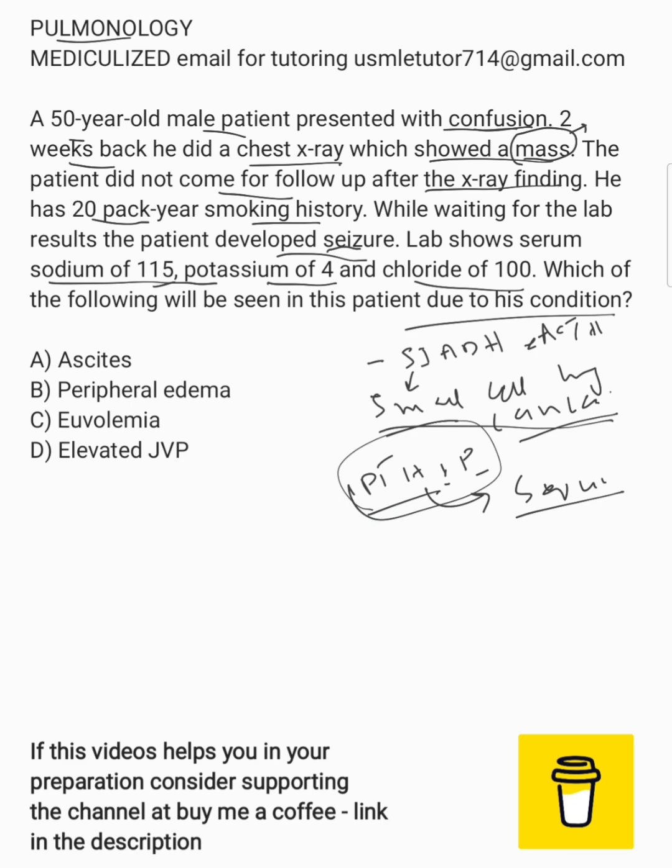So let's explain this question. Now we know it is small cell carcinoma, because it is SIADH, because of the hyponatremia. What happens in SIADH is that there is increased production of the ADH hormone. So what does ADH do?